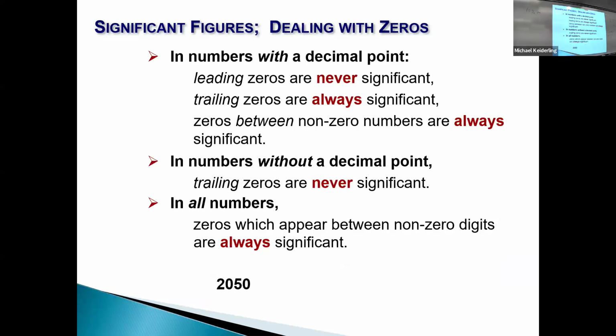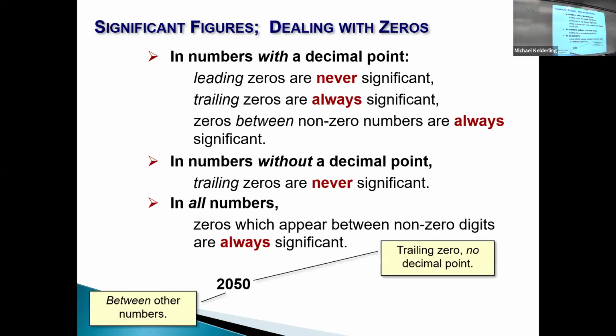Here we have 2050. No decimal point. But the first zero is between other numbers, so it is significant. The last zero is a trailing zero. There's no decimal point, so it's not significant. So the first three digits are significant, and this has three significant figures.